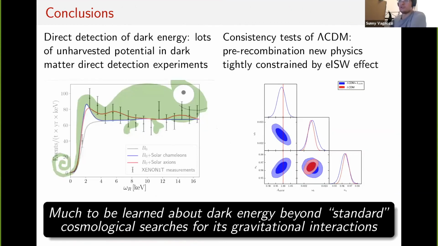Okay, I've finally come to the end of my talk. I leave you with 2 plots from the first and second part. I hope I've convinced you overall that there's a lot of potential for looking for dark energy off the beaten track, beyond the standard cosmological searches for its gravitational interactions with standard cosmological probes. I think there's a lot to be done in the next 5 to 10 years. So I hope I really convinced you there are many more ways to look for dark energy than previously thought about.